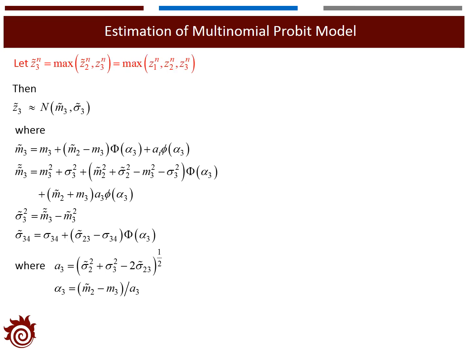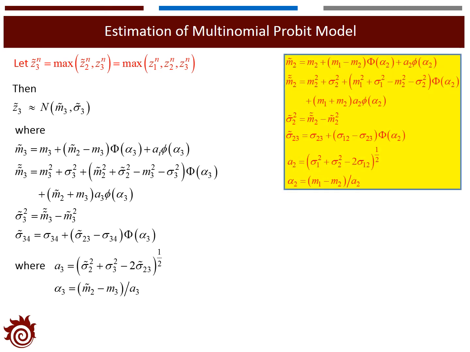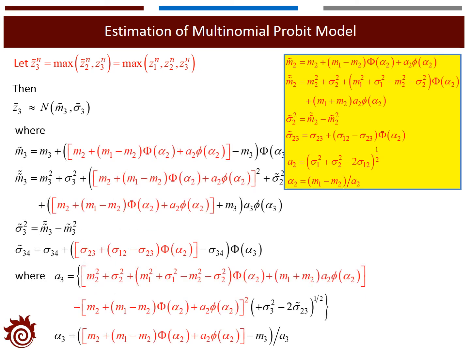In these expressions, we also have the values of m2 tilde and sigma 2 tilde, and those parameters are estimated from the first step. So we will call the formulas we estimated previously and apply them in these equations. We will have an extended expression for m3 tilde, sigma 3 tilde, and sigma 3 4 tilde. This step can be iterated many times until we reach zj minus 1 tilde.